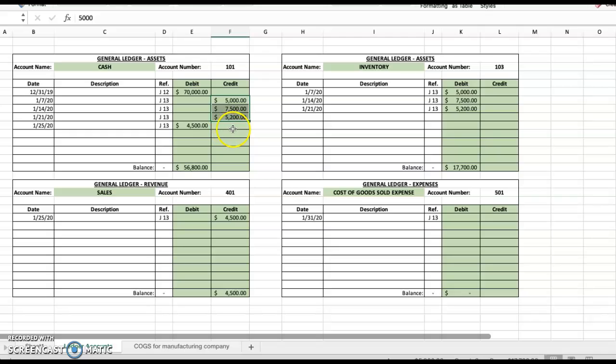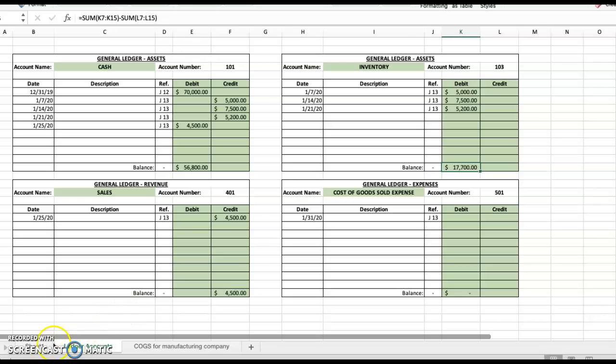Then on the 25th, we made a sale. We gained $4,500 in cash. That's a debit, and sales would be credited by $4,500. So again, we sold 30 items. We received $4,500. So realistically, we don't have $17,700 in inventory anymore. We need to make an adjustment. So we use one of 3 methods to do that.